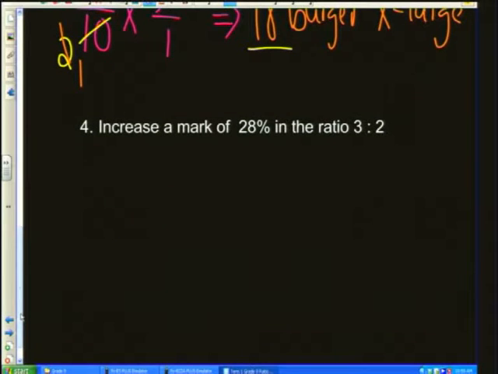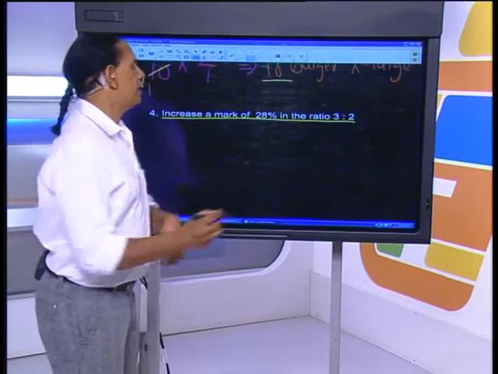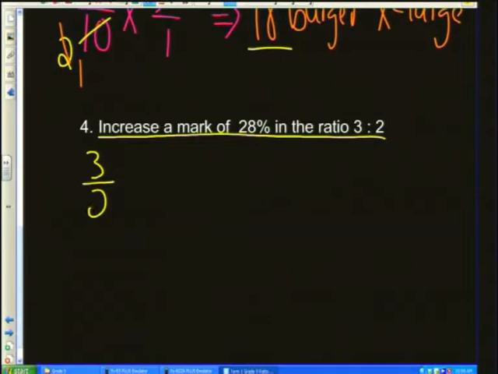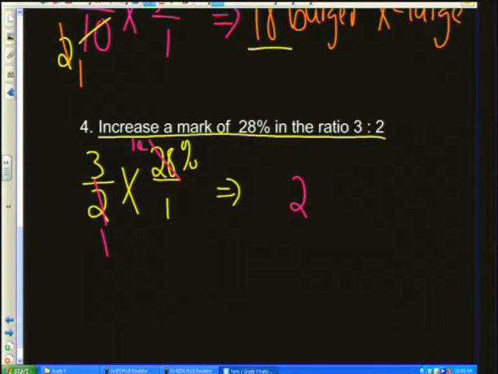Then the last one. We must increase the mark of 28% in the ratio 3:2. Remember, increase? Yes, you're right. The big number on top and the small number at the bottom. I'm sure you remember that one. And it is, of course, 28% over 1. And, of course, 2 goes there once, 2 goes there 14. You agree with me? And 14 times 3 is 4 times 3 is 12 and 1. So it's 42%.